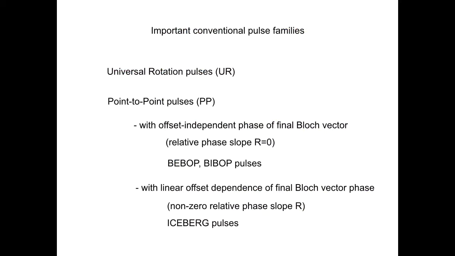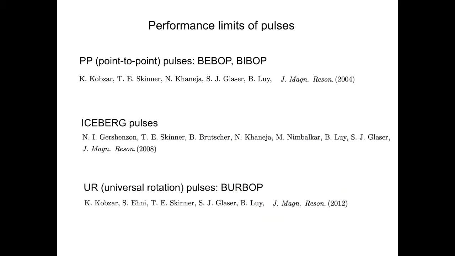Before I proceed, I would like to remind you, maybe for some of you it's not so obvious or you're not so familiar with these concepts, of basically two or three different main families of pulses: on the one hand, so-called universal rotation pulses and point-to-point pulses, and different flavors of these. And for the following, particularly when we compare our cooperative pulses with conventional pulses, we need to know what these conventional best pulses are. And before I go into the details, or at least try to illustrate this with some illustrative examples, here are a few references for point-to-point pulses.